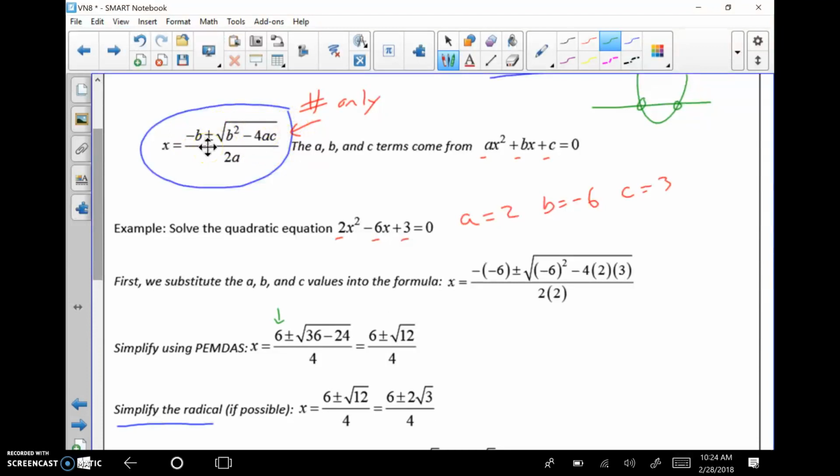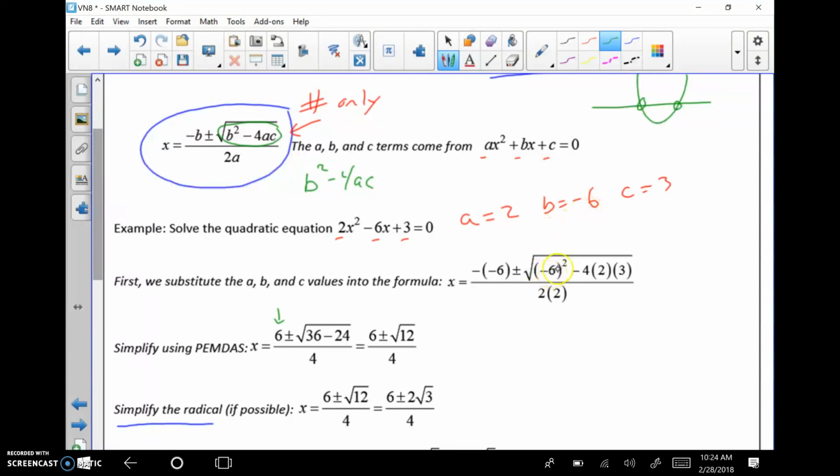Inside the square root, this piece in here, it's actually called the discriminant. And you'll learn more about that in Algebra 2. But the b squared minus 4ac, that's typically where students make their mistakes here. But again, check out the substitution, what I did.